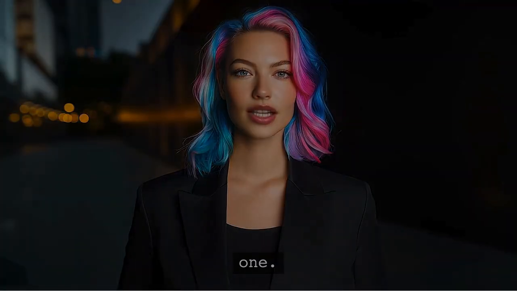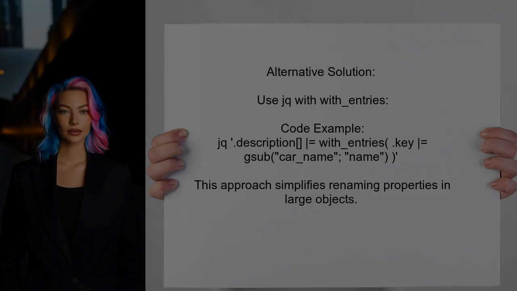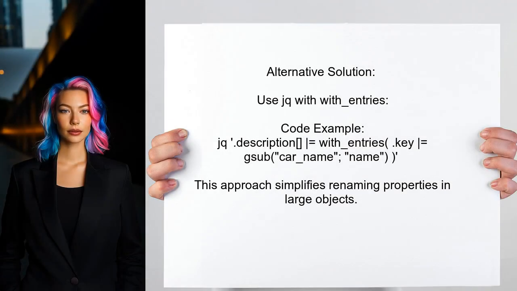Let's take a look at another one. An alternative solution provided by another user involves using the JQ command with the withEntries function. This method allows you to rename the car name property to name while preserving the order of the properties without needing to list all of them.